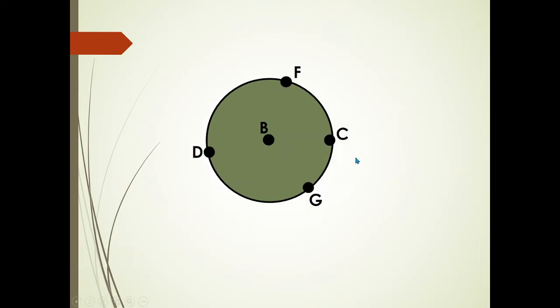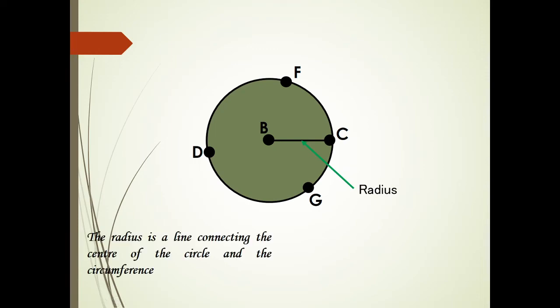Okay, next. O, dinagdagan ko na ang mga points. Siyempre, madadagdagan din siya ng mga names. O, okay, so I know that you are familiar with this. So, this one is a radius. It is a line connecting the center of the circle and the circumference. So, from the center to the circumference.